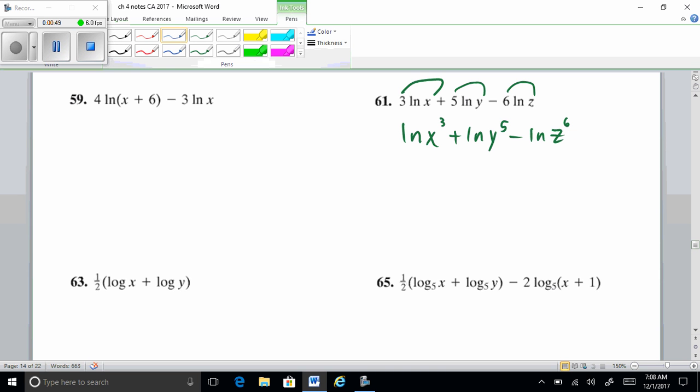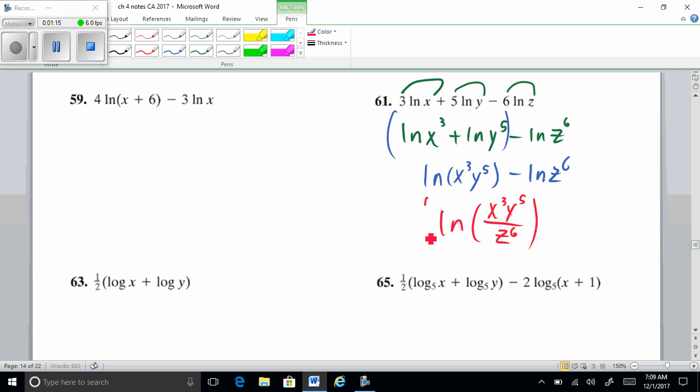And now if you want to, you can do this in 2 steps. So we could start with this part right here. So this would become natural log of x to the 3rd, y to the 5th, minus natural log of z to the 6th. Now we'll condense this other part here. And so we'll bring this together, and our final result will be natural log of x to the 3rd, y to the 5th, all over z to the 6th. And that's what we're looking at there.